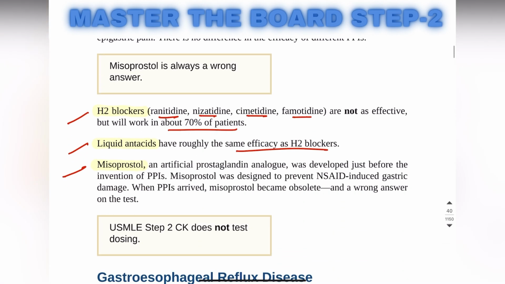H2 blockers like ranitidine, nizatidine, cimetidine, and famotidine are not as effective as proton pump inhibitors, but they will work in 70% of the patients. Liquid antacids are roughly of the same efficacy as H2 blockers. Misoprostol was designed to prevent NSAID-induced gastric damage, but when the PPIs arrived, the misoprostol usage became obsolete.